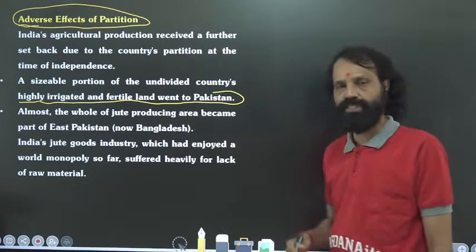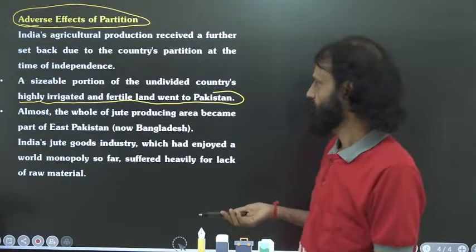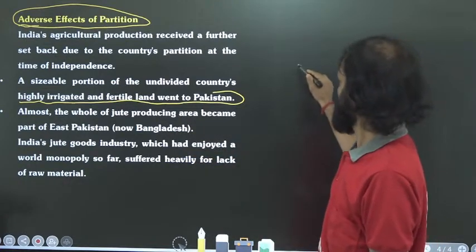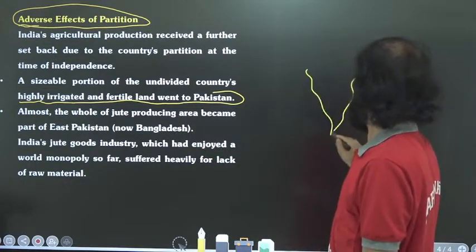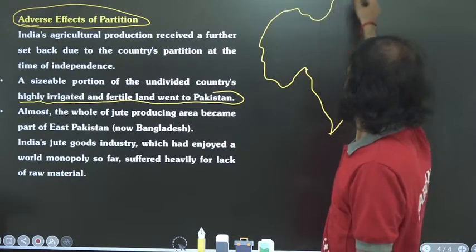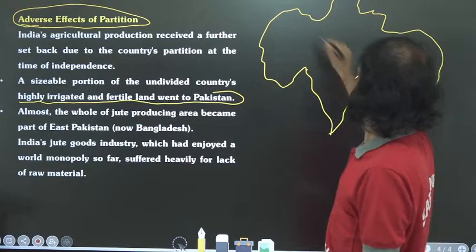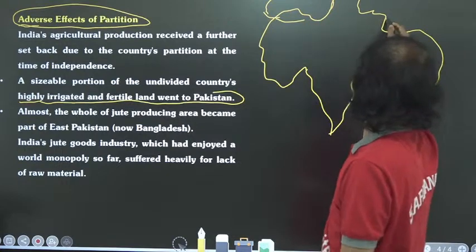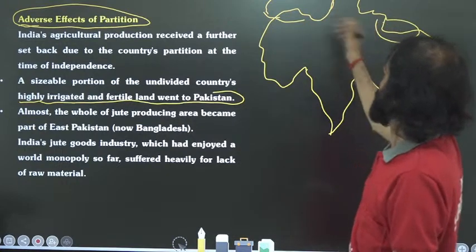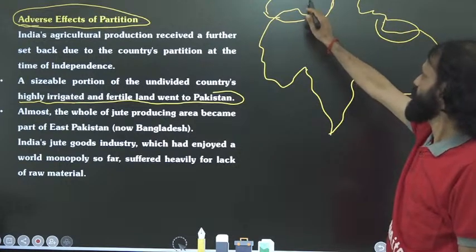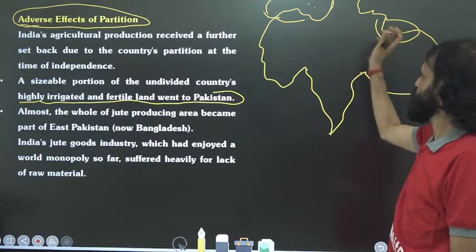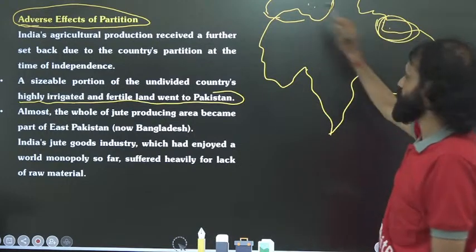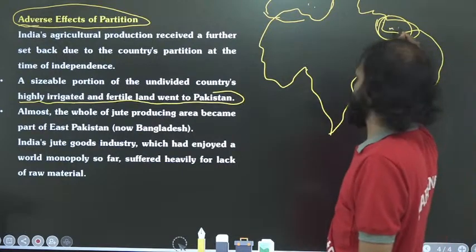Once this Bangladesh was a part of Pakistan. So our major part went to Pakistan. India was like this. From this area it has gone, and also from this side. So Pakistan took these two parts. Once Pakistan was only one country. After that this area separated from Pakistan, and now Bangladesh is a new country.